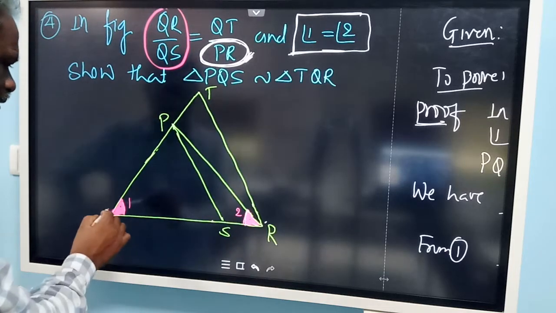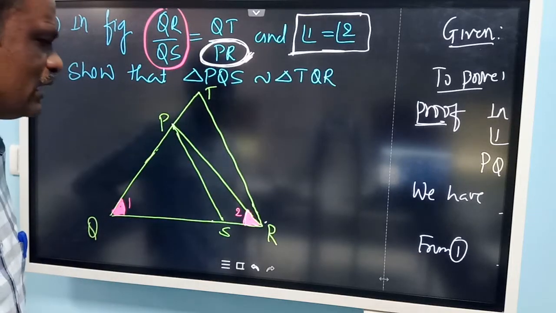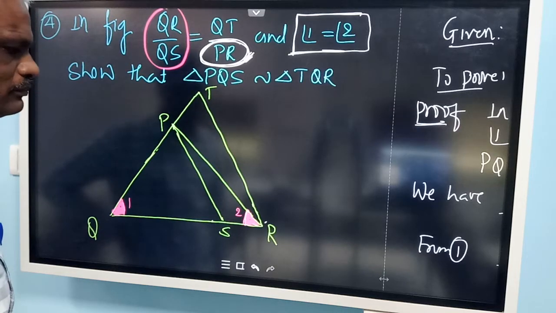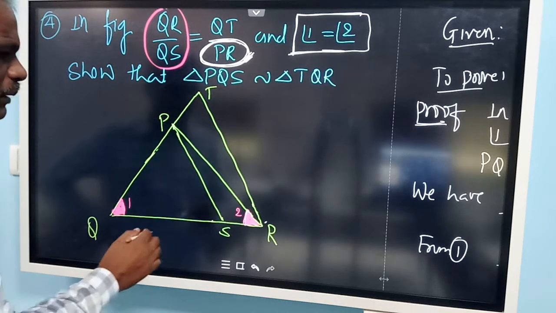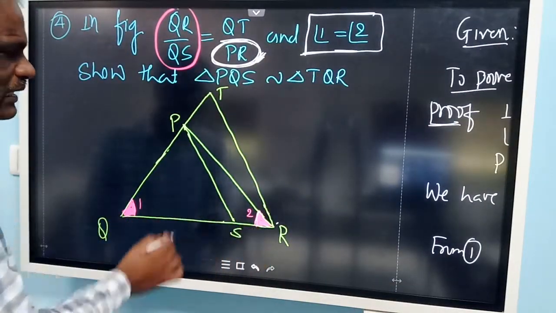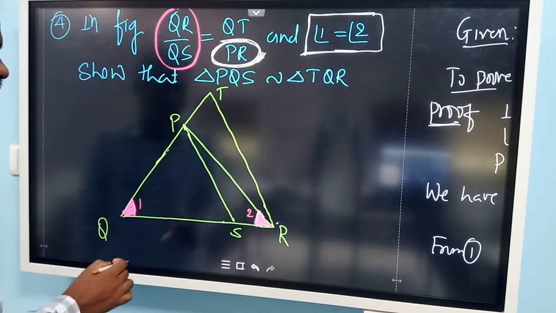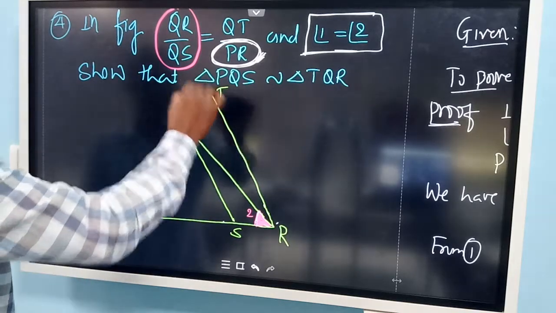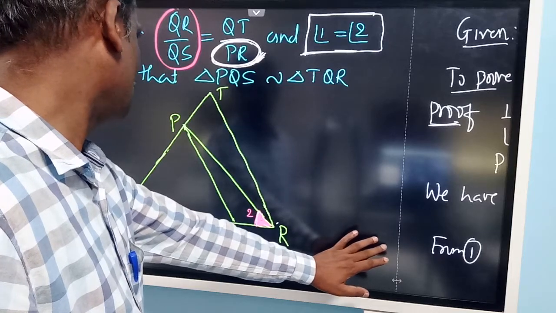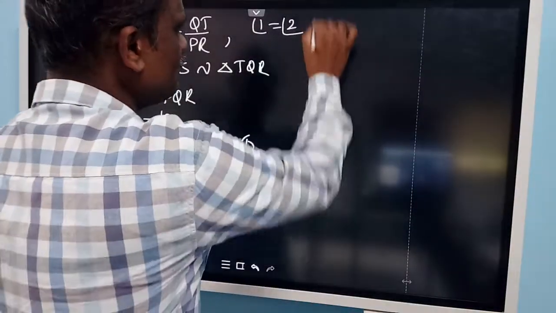What can you conclude from this one? QR by QS, QT by QP. Two sides are proportional here. QR is the side of this bigger triangle, QS is the side of this smaller triangle. Similarly, QT is the side of the bigger triangle, QP is the side of the smaller triangle. Which are the triangles? So PQS and QTR.